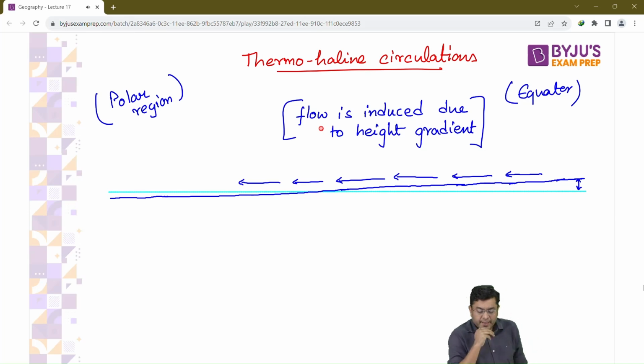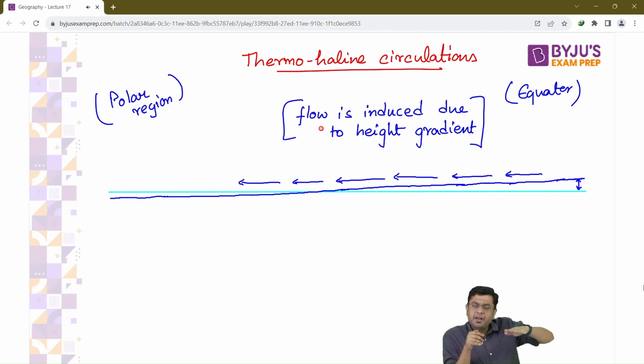At equator, I hope you'll be able to write it down that there is expansion due to heating. Now, here we will come to the polar region in a brief moment. But from the region of equator, from the region of the tropics, the water has started flowing away, the surface water, because of the height gradient.